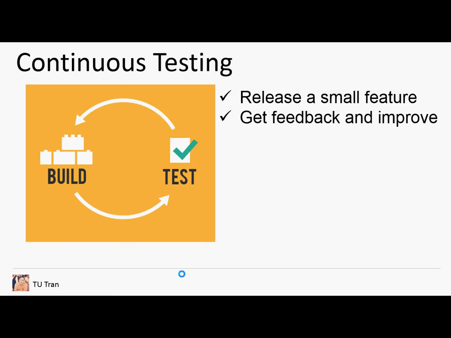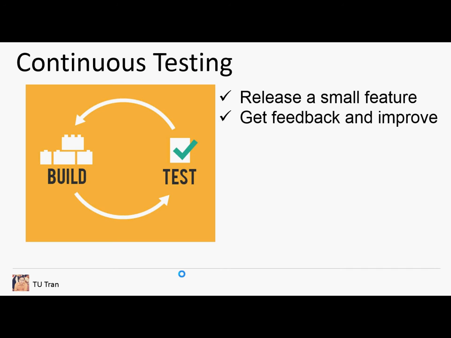The next is continuous testing. Originally, in waterfall software development, we usually release a big feature to the customer after a long time, for example 6 months. And with that feature, we may have a lot of bugs. The quality is not good. Then they use the feature and give us feedback and then we improve it. It may take a few months to improve and give feedback.